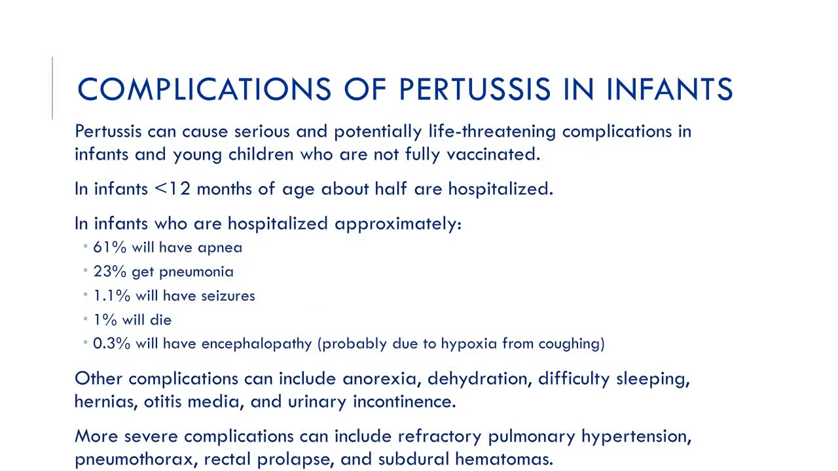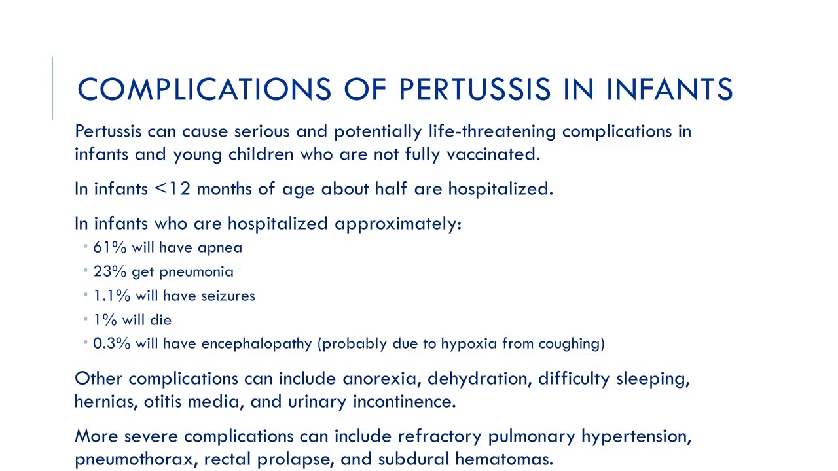Complications in infants. We know pertussis can cause very serious and life-threatening potential complications in infants and young children who are not fully vaccinated. That's why vaccination is so important. Of infants less than 12 months of age, about half will be hospitalized with severe disease. And of the infants who are hospitalized, approximately 61% will have apnea, 23% will develop pneumonia, over 1% will have seizures, up to 1% will actually die in the hospital from their infection. And about 0.3% can develop encephalopathy.